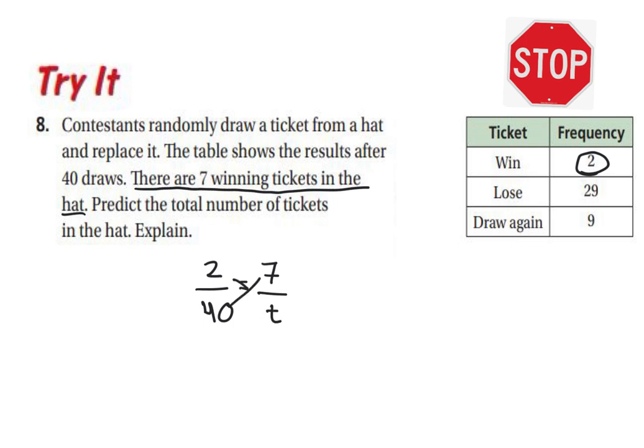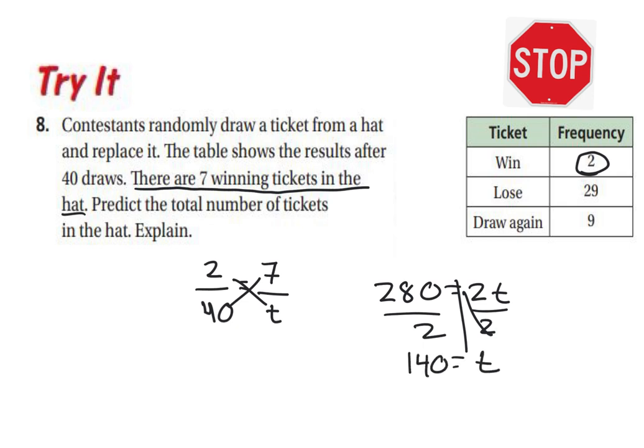So now we can do our cross product here. 7 times 40 is 280 equals 2t. Divide both sides by 2, canceling the 2's on the right side. So we have tickets equals 140.